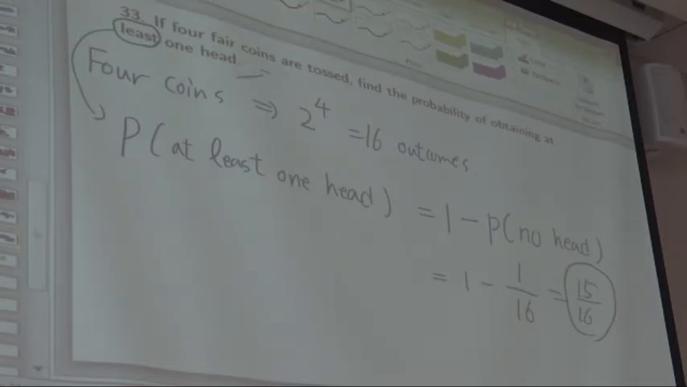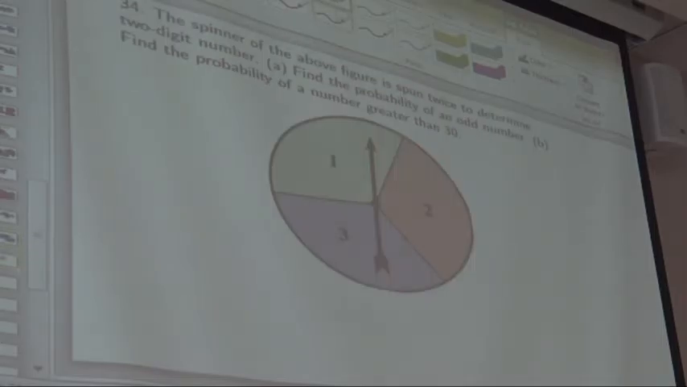You can list that, like H, H, H, H; H, H, H, T; etc. You can list that. That is your choice, although I do not want to. So it's 15 over 16.